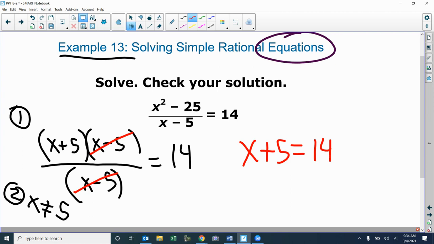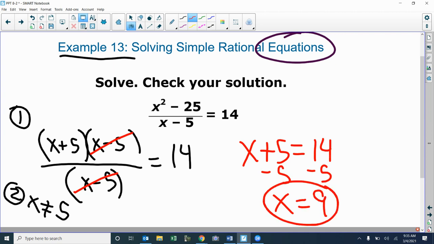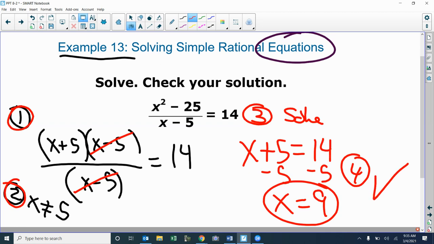I'm going to minus 5. So I have x equals 9. So I had step 1, factor. Step 2, figure out what x can't be. Step 3 was solve. Okay. And step 4, I need to check that solution. I need to check to make sure it doesn't make the denominator go to 0.